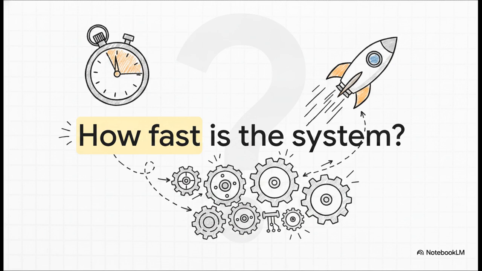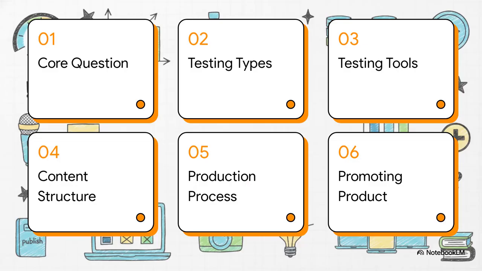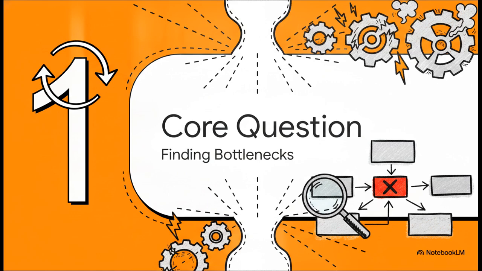Because think about it. Before you can optimize, and certainly before you can teach anyone else, you have to answer this one core question. So here's our roadmap for today. We're going to start with the core performance question, move into 3 types of testing, and check out some essential testing tools. Then we pivot to the meta layer, looking at structuring the technical content, the production process, and finally promoting the final product. All right, Section 1, the core performance question.